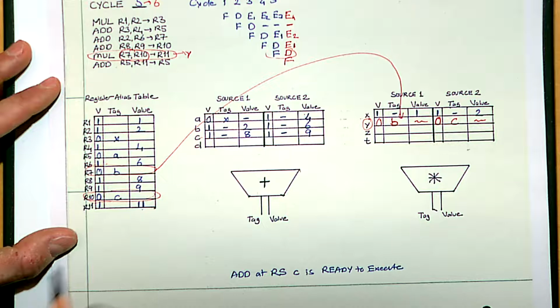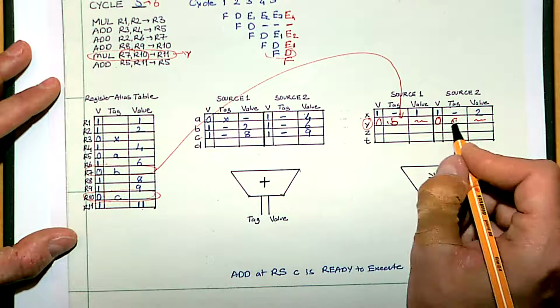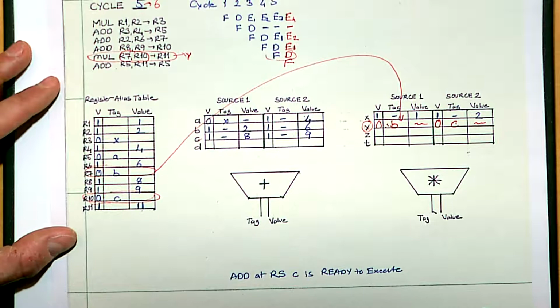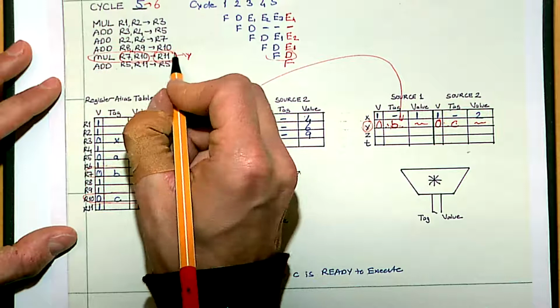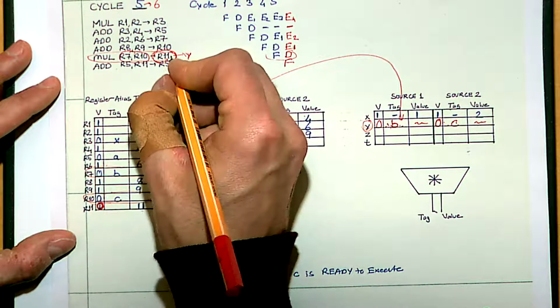So none of these values are ready. So in the next cycle, we're not going to be able to execute this instruction that we just placed into Y, right? This instruction is dependent on two different instructions, as you can see. Okay, the last thing we do over here is rename the destination register, which is R11. R11 is going to be produced by the instruction that we've just written into the reservation station Y.